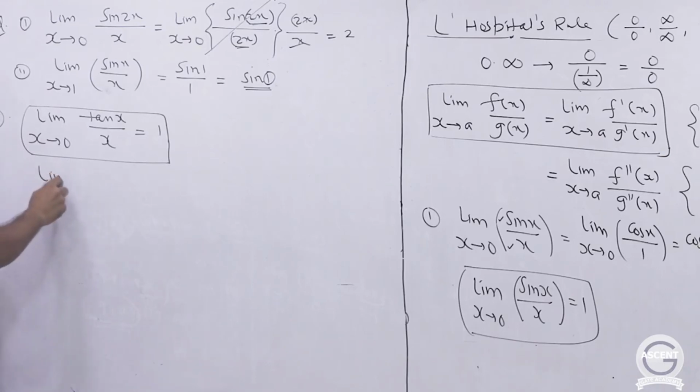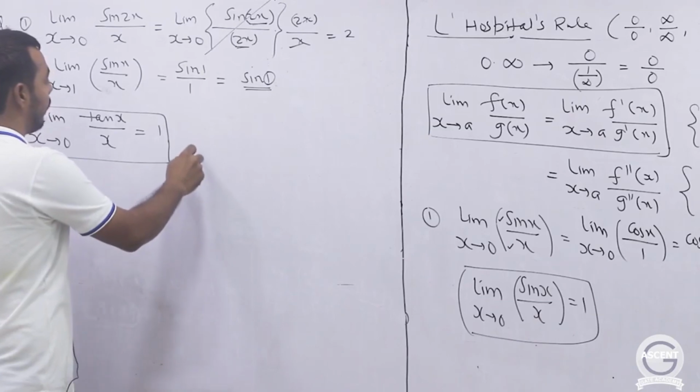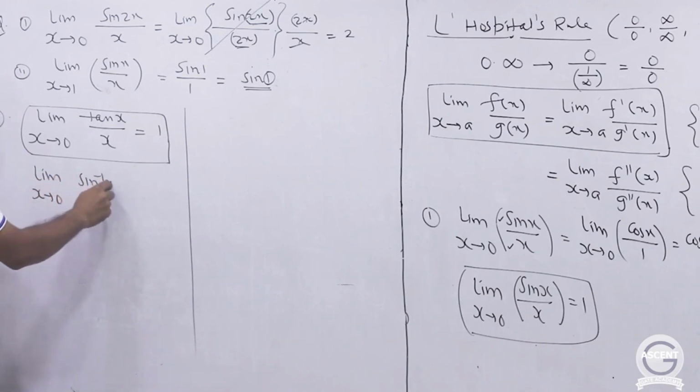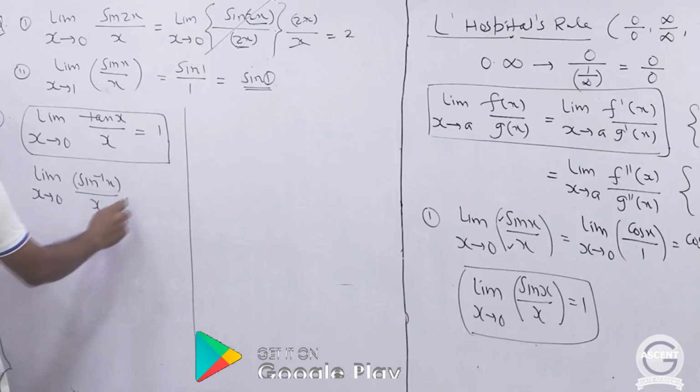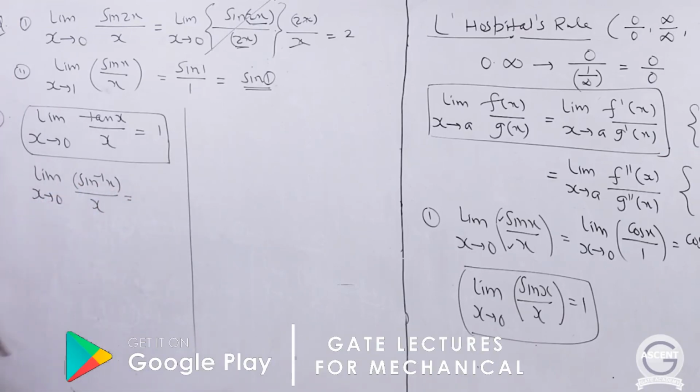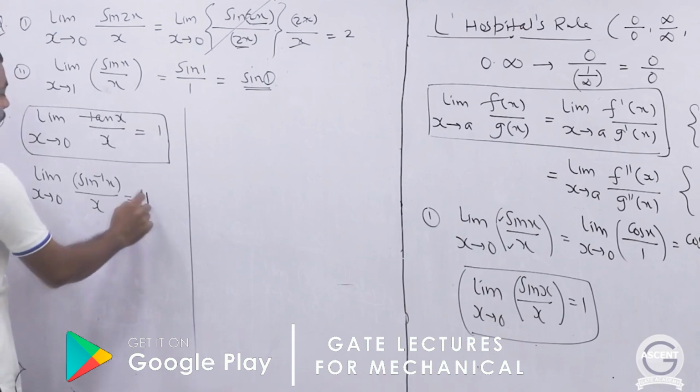Our third result is limit x tending to 0 sine inverse x by x. Now using that same formula, derivative of sine inverse x will be 1 by root over 1 minus x square. Derivative of x will be 1. If you place x equals 0, you will get 1 here.